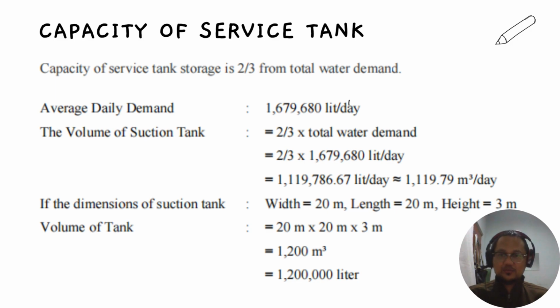Okay, next we calculate the capacity of the service tank. The capacity of the service tank storage is two-thirds of the total water demand. First, we calculate the volume of the service tank. We multiply two-thirds with the total water demand and we get 1.1 million liters per day. Then we assume the dimensions of the service tank to be 20-meter width times 20-meter length times 3-meter height, and then we get the volume of the tank is 1.2 million liters. As a result, the proposed dimensions are acceptable because the volume of the tank is higher than the required volume.